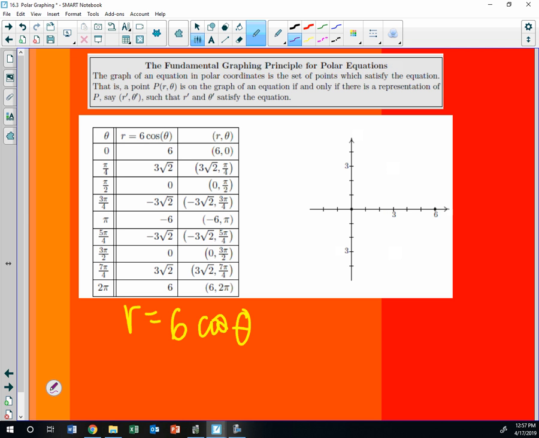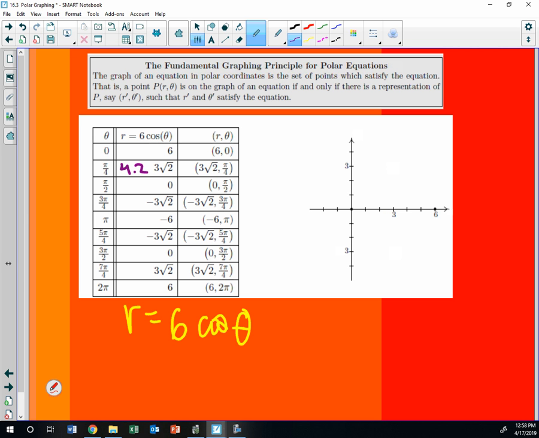Let's say you have r, the theta is 0, cosine of 0 is 1, times 6 is 6. Pi over 4, the cosine of theta is 1 over square root of 2 times 6. Well, 6 is 2 times 3, so this is going to simplify to 3 square root of 2. Would you take your calculators? What is 3 square root of 2? 4 point something about. What is that? 4.2. Love it. 4.2 is perfect.